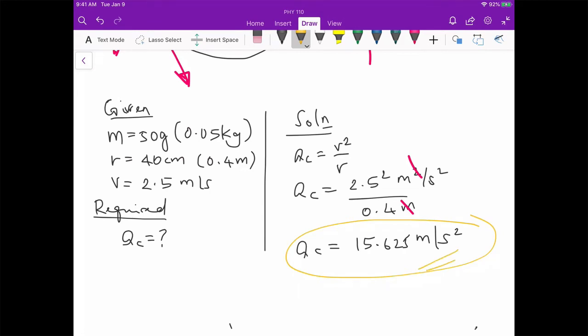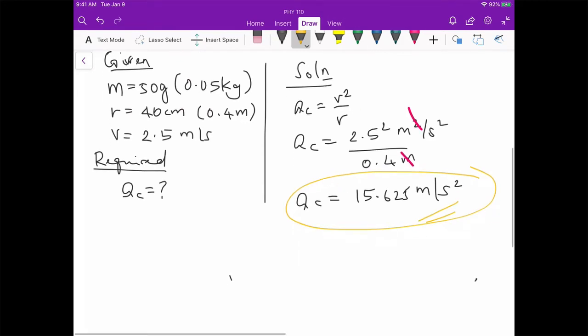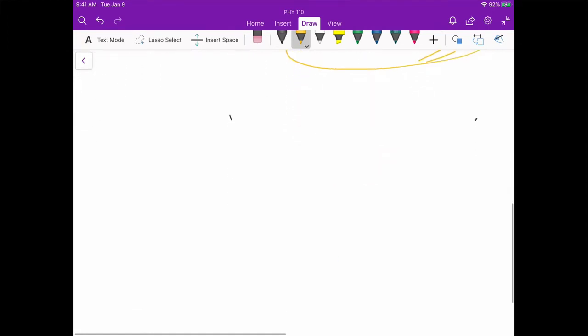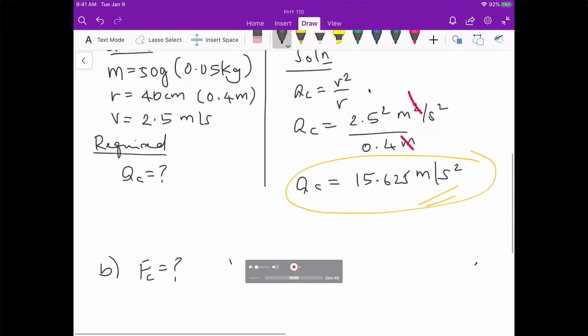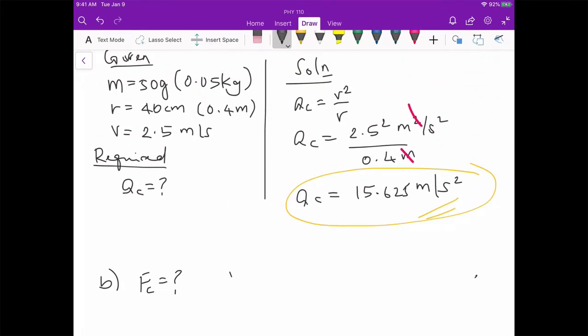Okay, so this is part A, and now I'm going to give you 30 seconds to answer question B. Question B says, what is the horizontal component of the tension needed to produce this acceleration? That means the centripetal acceleration, so indirectly you are asked to find the centripetal force creating that. The mass was 50 gram, which is equivalent to 0.05 kilogram.